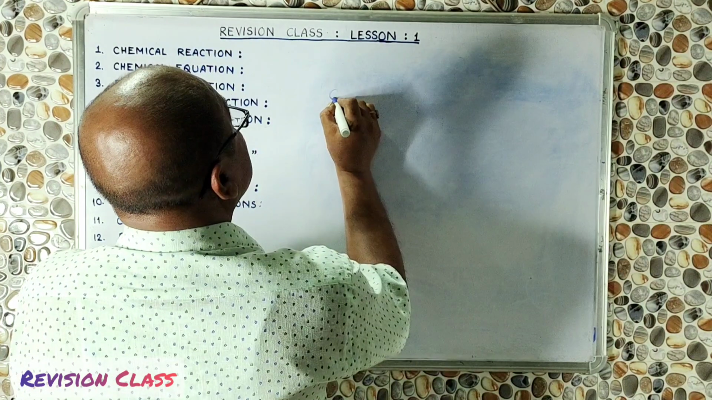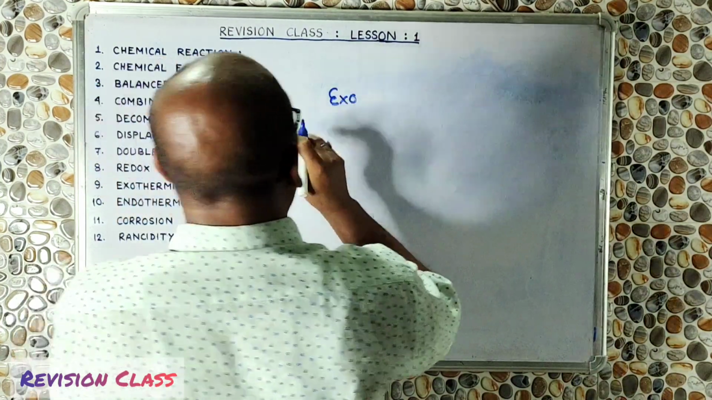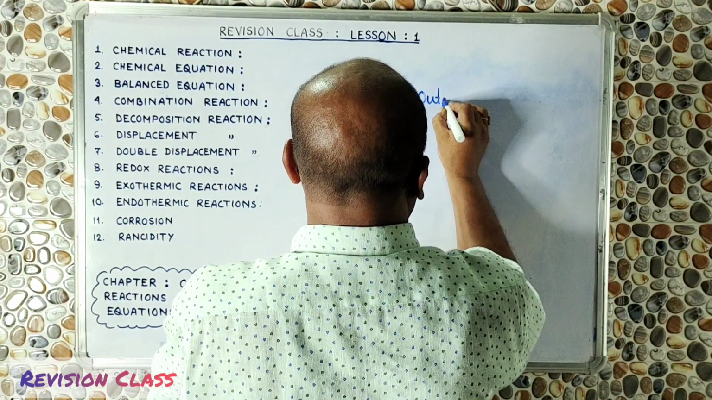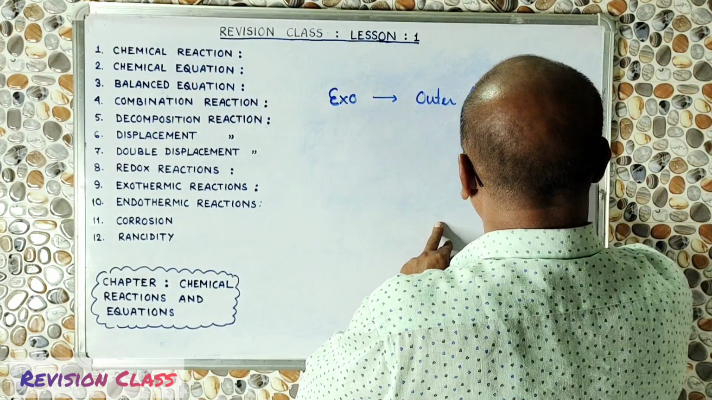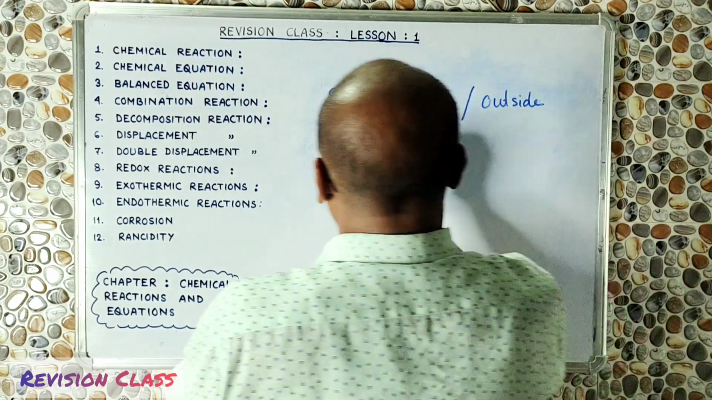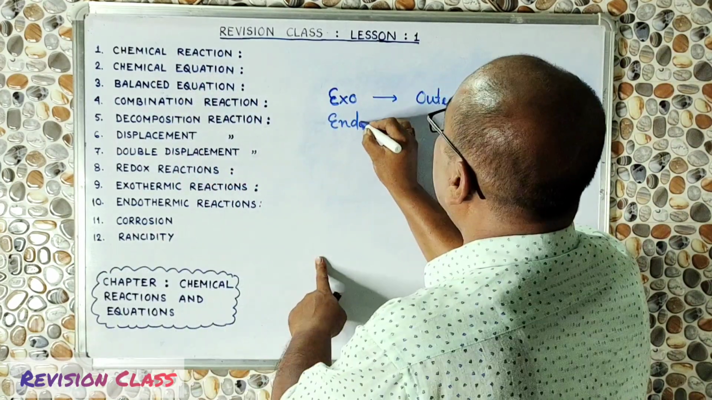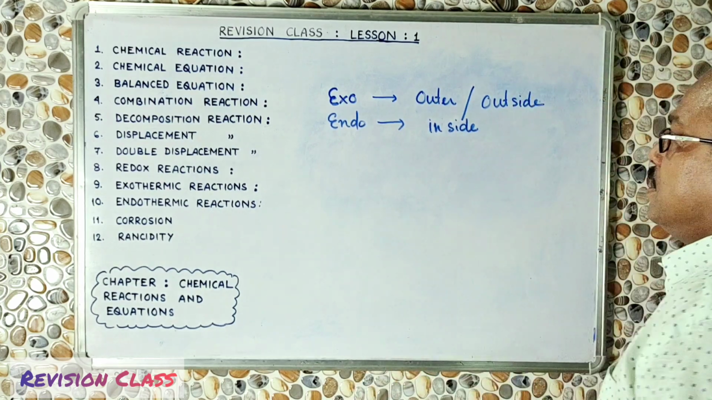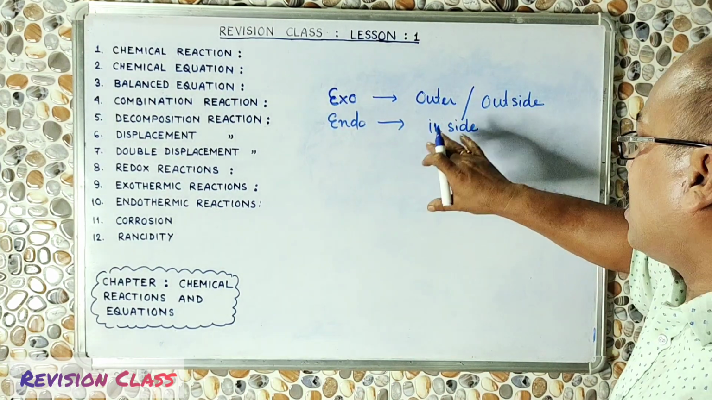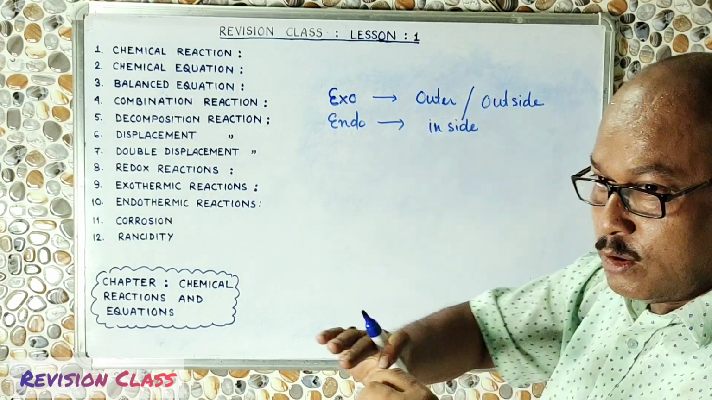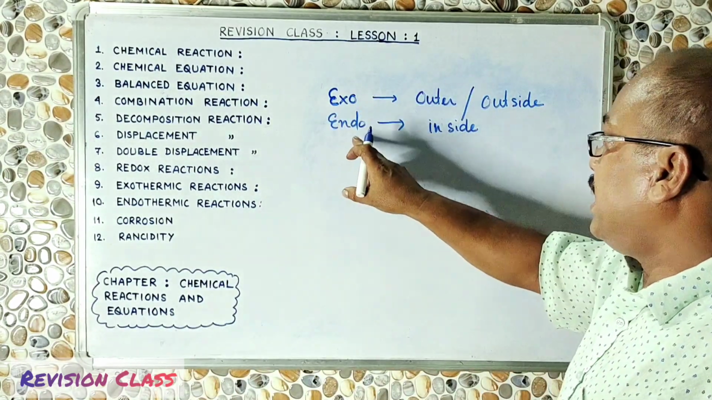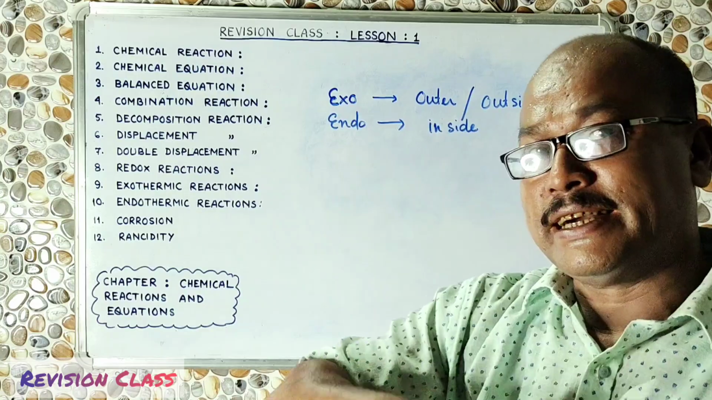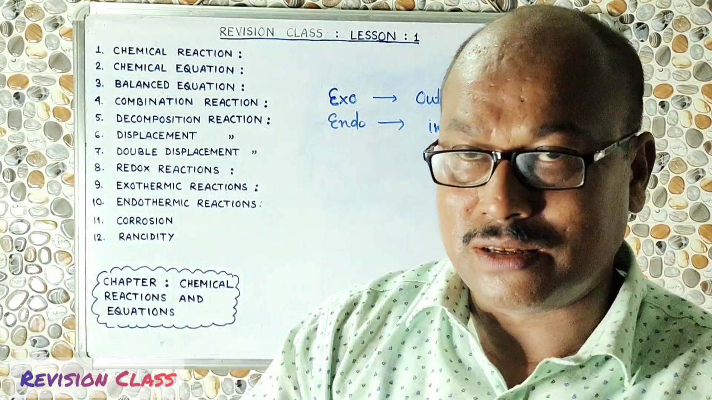Now before that, the words we have to know are exo and endo. Exo means outer, that is outside. And another similar word is endo. Endo means inside. Exo means going out, and endo means coming into. So endo is the internal side and exo is the outer, external side.